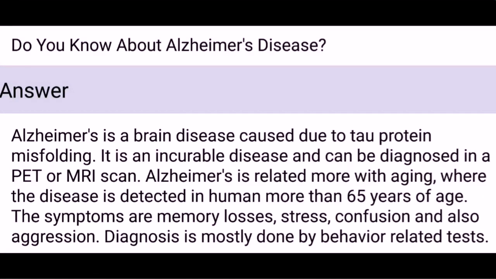Do you know about Alzheimer's disease? Alzheimer's is a brain disease caused due to tau protein misfolding. It is an incurable disease and can be diagnosed in a PET or MRI scan. Alzheimer's is related more with aging, where the disease is detected in humans more than 65 years of age. The symptoms are memory loss, stress, confusion, and also aggression. Diagnosis is mostly done by behavior-related tests.